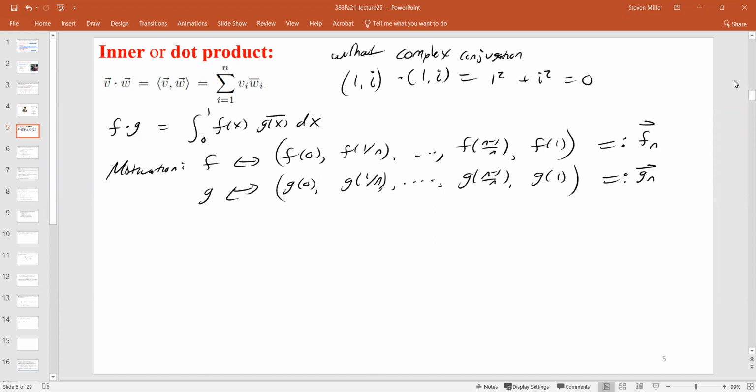And then if I look at fn dotted with gn, that would just be the sum, k goes from 0 to n, and again, maybe I should only go up to n minus 1, doesn't really make much of a difference, of fn of k over n times gn of k over n bar. Why are you going to n minus 1? Just so that I have n items, not n plus 1 items. Doesn't really make much of a difference.